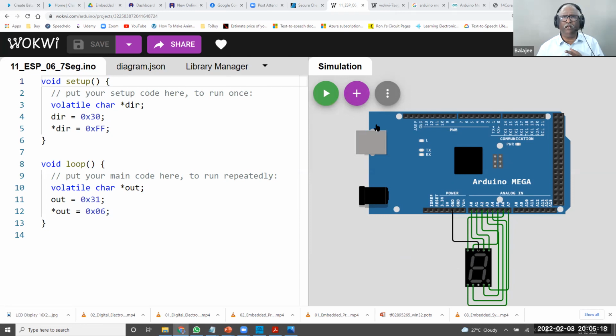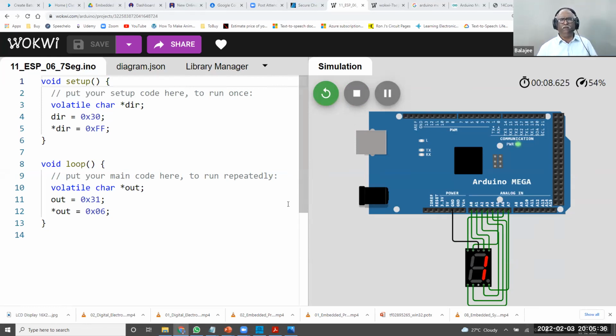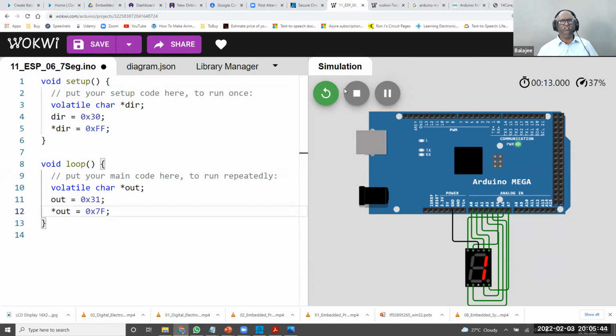Okay, I'm going to run the program and the display will show whatever number it is. I'm showing it on the 7 segment display. That's what I've connected and wired. You can display any number here. If I put 7F, it'll display 8. All the segments will be lit. Now you see that, 8 will be displayed there.